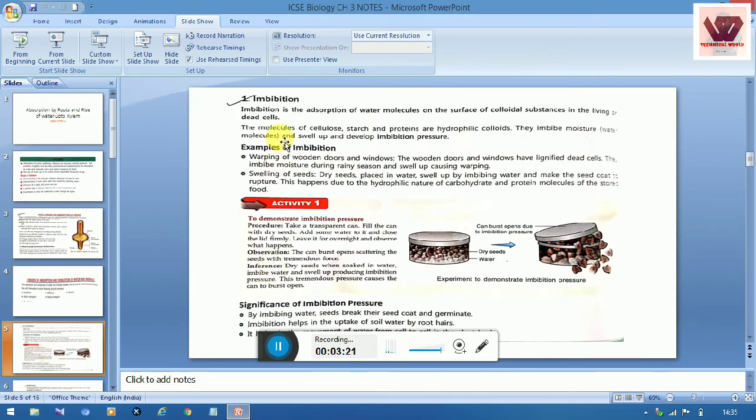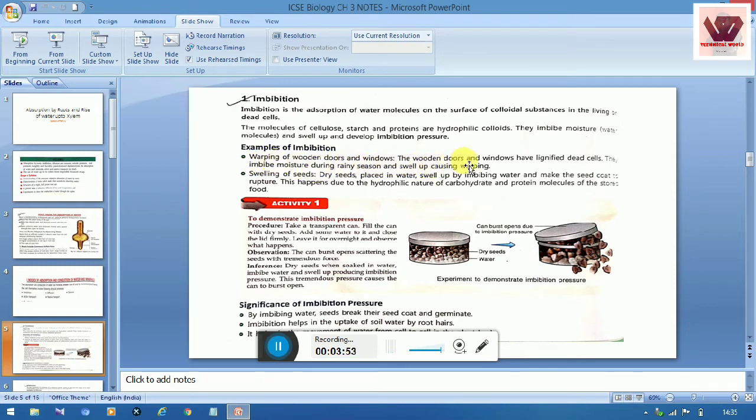Now what is imbibition? Imbibition is the adsorption of water molecules on the surface of colloidal substances in the living or dead cell. Imbibition जो होता है वो लिविंग सेल में भी होता है एंड डेड सेल में भी होता है, राइट? इम्बाइबिशन वाटर को एड्सॉर्प्शन, ये एड्सॉर्प्शन वर्ड देखा, एड्सॉर्प्शन मीन्स प्रेशर, राइट?